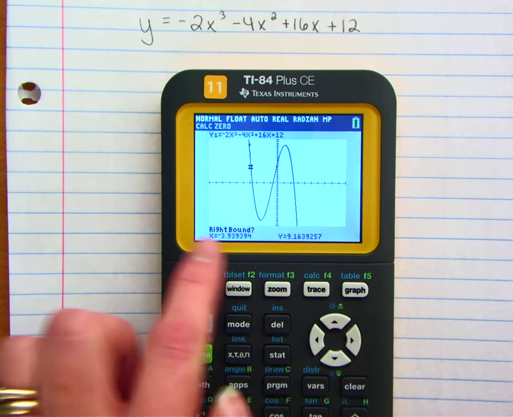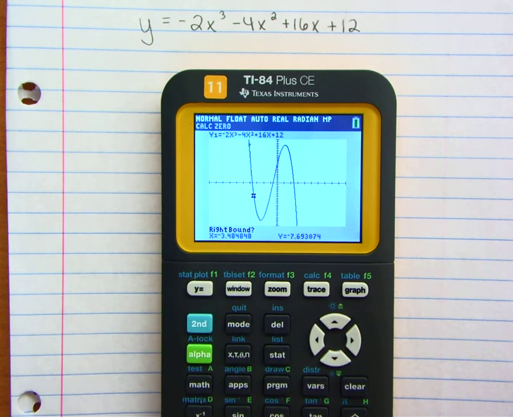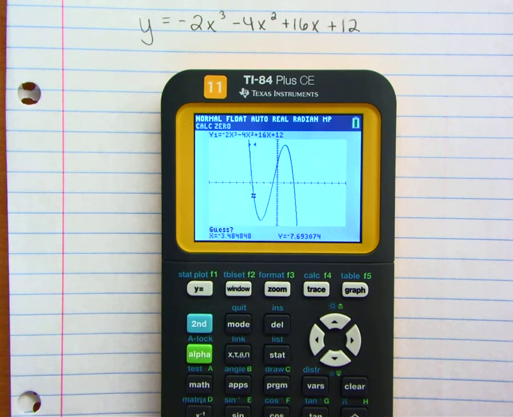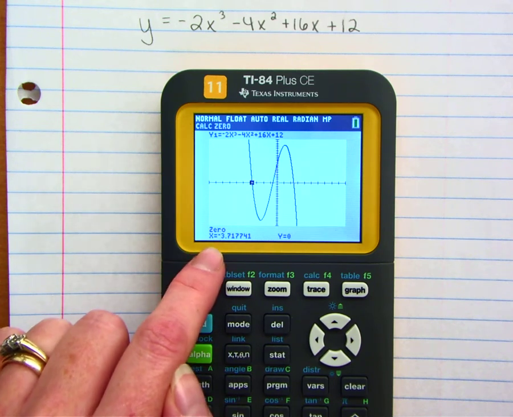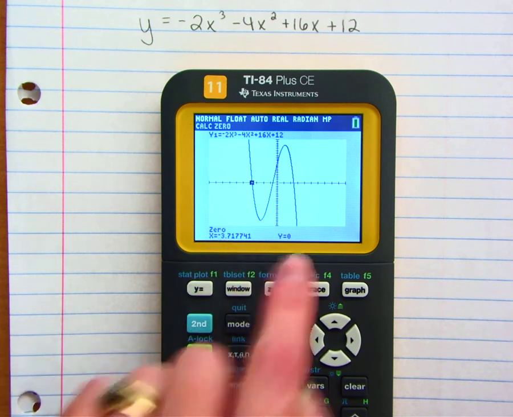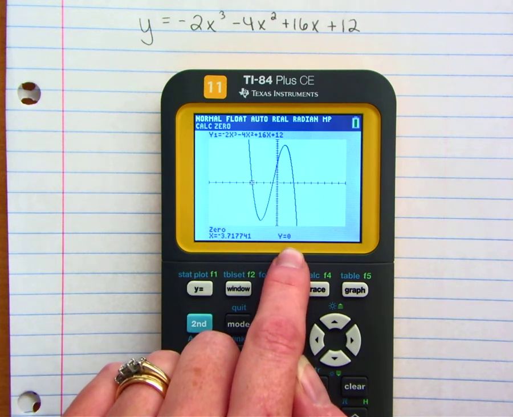And then we want to go right bound, so to the right side of that zero, and hit enter. And then as you can see, between the two dashed lines is where my zero is. It says guess. We're going to hit one more enter. And the zero is at negative 3.72 approximately. And then the y would be 0 at the zero. So that's the first zero.